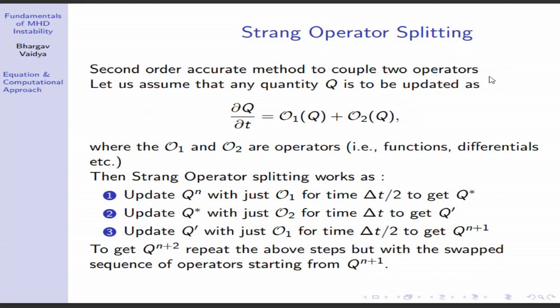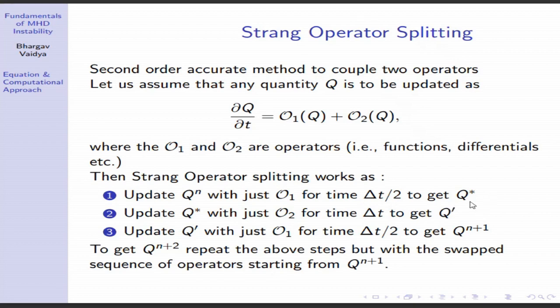If I have an equation dQ/dt, which is basically equal to some operator O1 plus some operator O2, so two operators. You can assume this to be a hyperbolic operator, essentially divergence of F of U, and this one is basically the divergence of the parabolic flux. So then how do I basically club this? The idea is very neat. It works such that you start with some Qn, which is your initial state, and then you just update with this part of the equation for time delta t by 2. Then you get Q star.